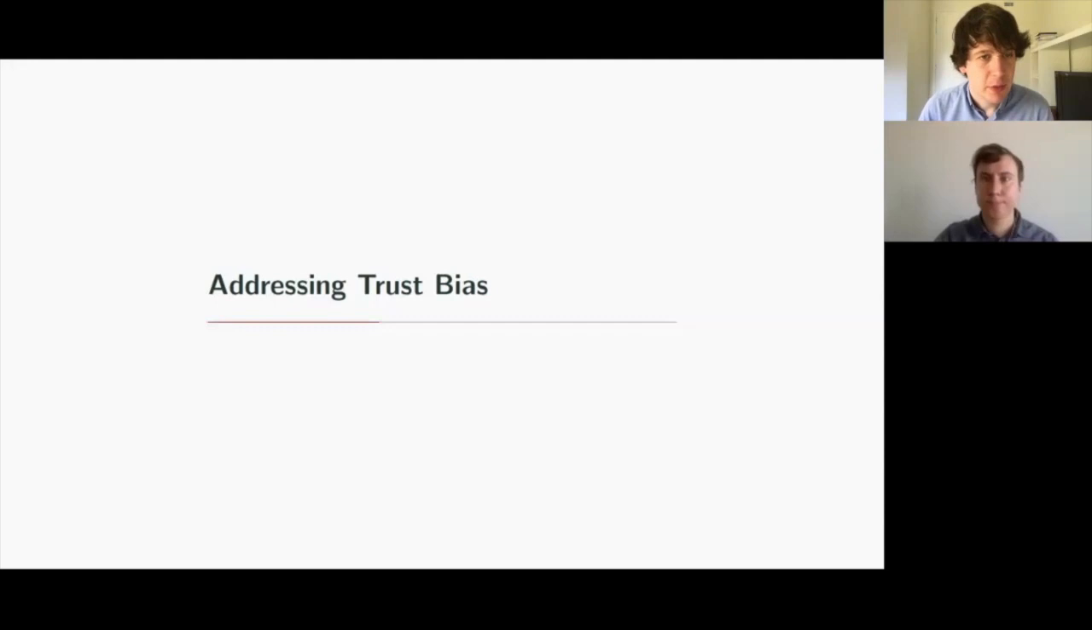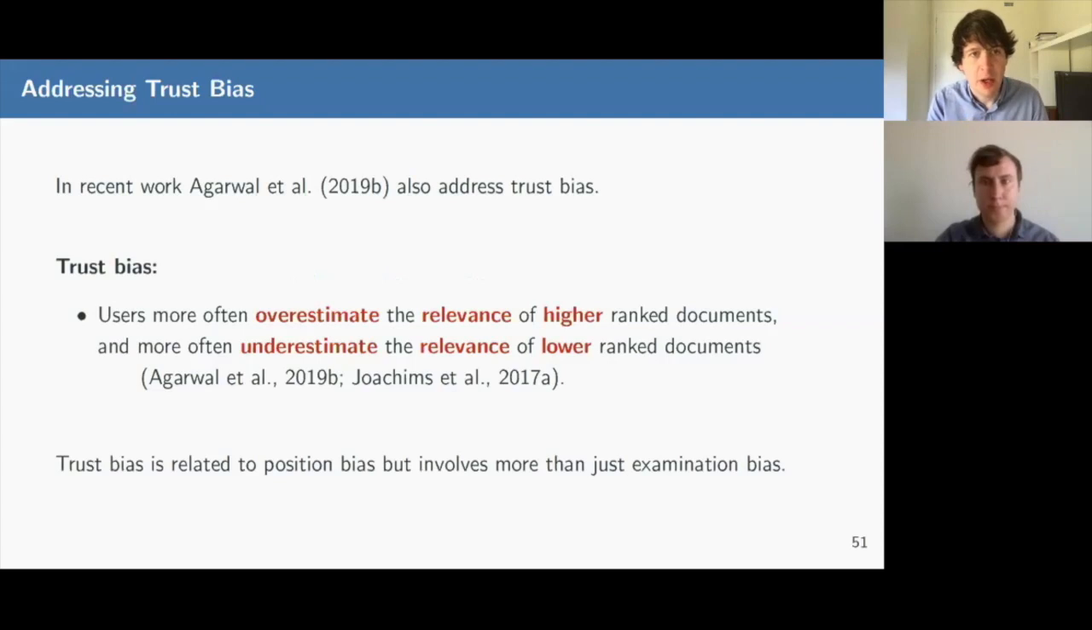So besides position bias, there are other forms of bias, as we mentioned. One of them that's been addressed in the counterfactual learning to rank literature is trust bias. Specifically, there was some work from 2019 where they both estimated the effect of this bias, measured it in some way, but also introduced a method that debiases for this bias as well. So trust bias is similar to position bias, but a little bit trickier, a little more complicated.